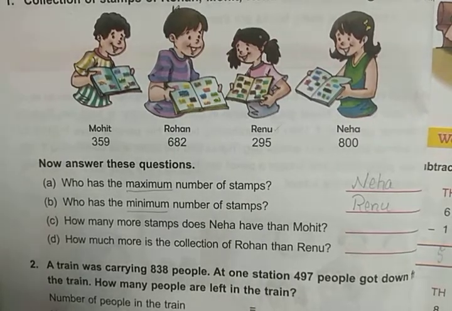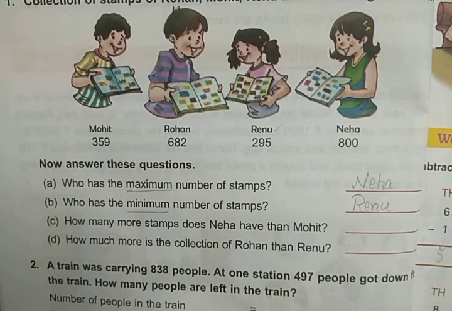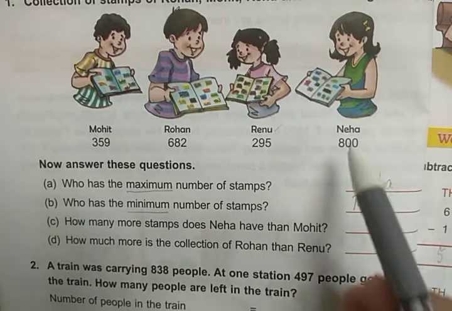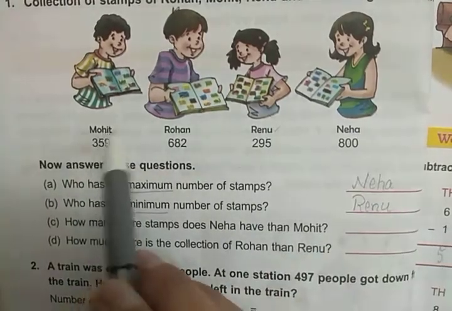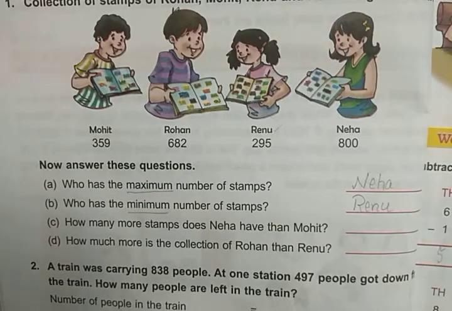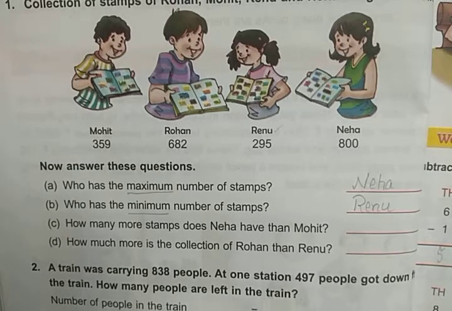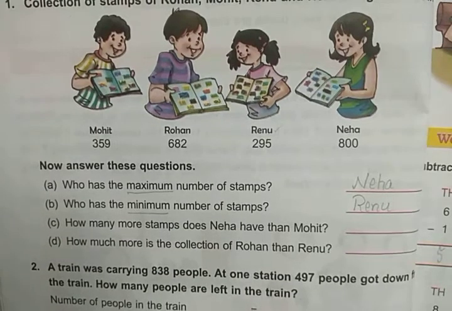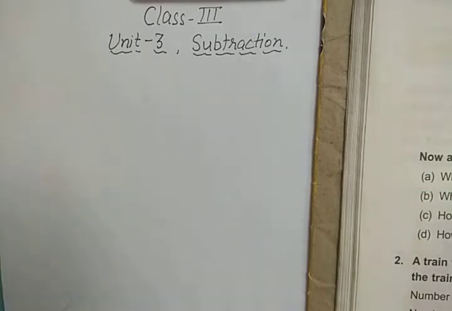Now come to the next question. How many more stamps does Neha have than Mohit? Now you have to compare the stamps of Neha and Mohit. You have to compare the stamps of these two children. So whenever we compare the two numbers, we have to subtract. Or you can say we have to find the difference between the stamps of these two children. So for that, we have to subtract. So now we will revise how to subtract the two numbers and how we have done the subtraction of 3-digit numbers in class 2nd.